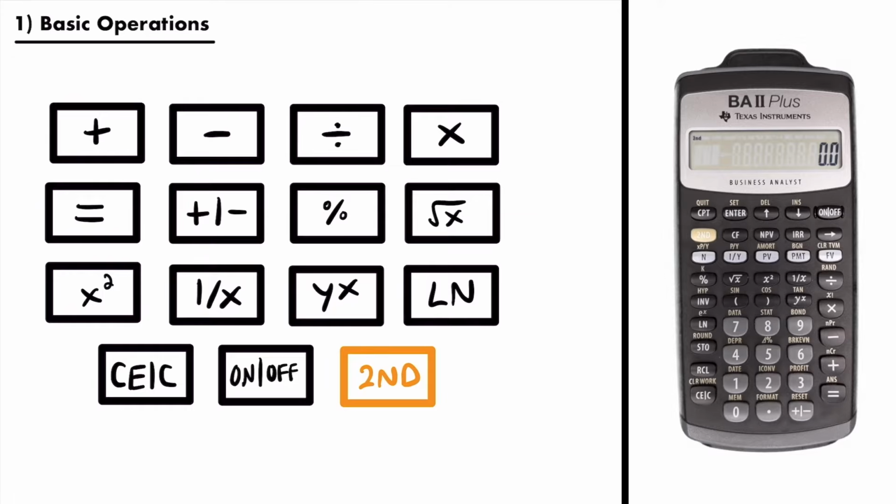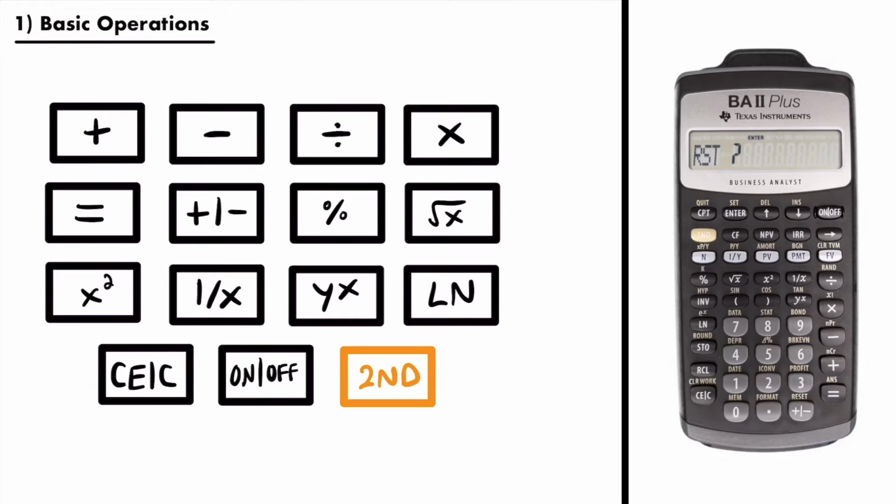So for example, if I were to press this button down here, the plus or minus button that we used to put a negative sign in front of our value, if I press this now because I have the second activated, it's going to instead reset the calculator. And so let's do that. Let's see what happens. I'll hit that button.